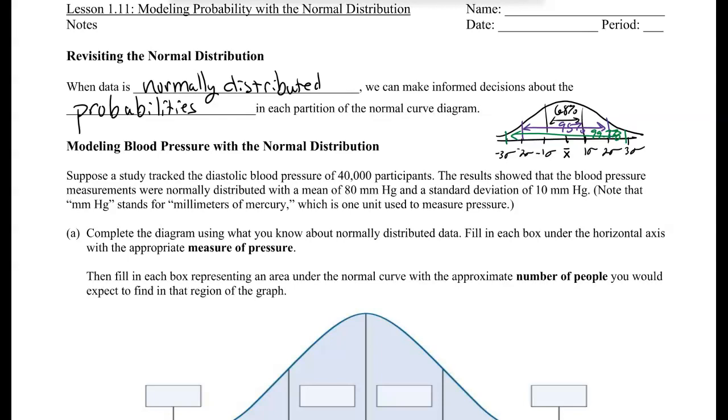This is modeling blood pressure with a normal distribution. Suppose a study tracked the diastolic blood pressure of 40,000 participants. The results show that the blood pressure measurements were normally distributed with a mean of 80 millimeters of mercury and a standard deviation of 10 millimeters of mercury, which is one unit used to measure pressure.